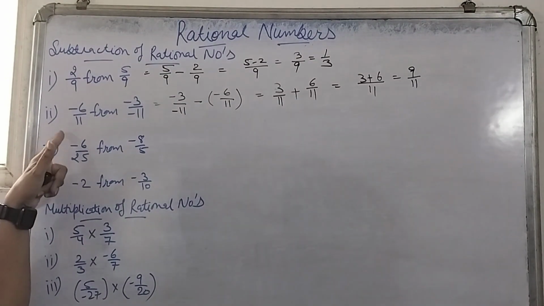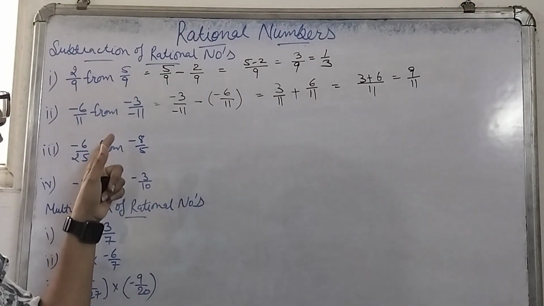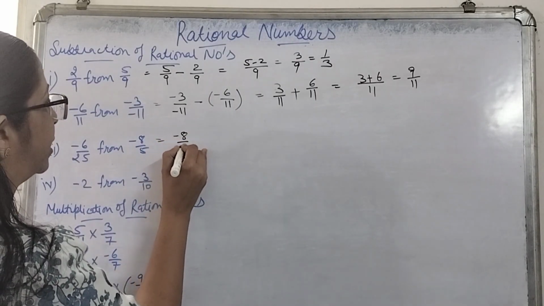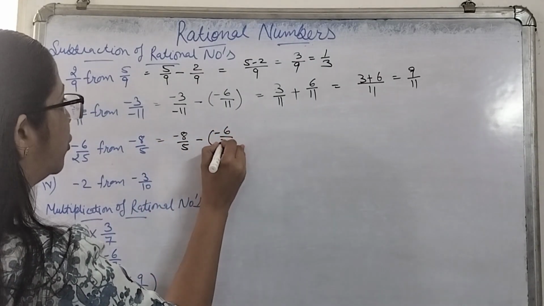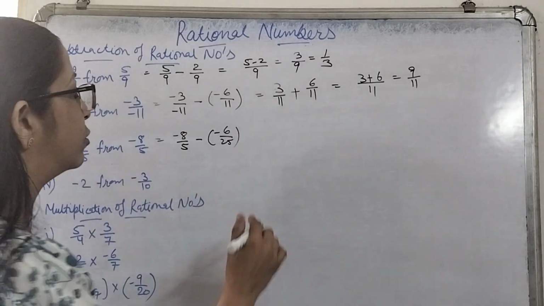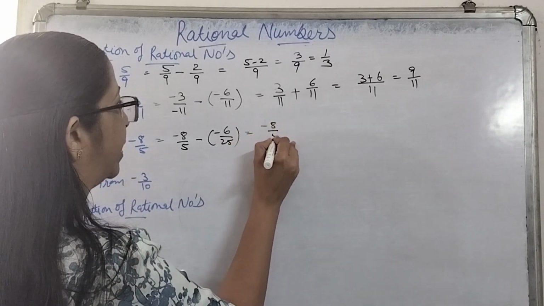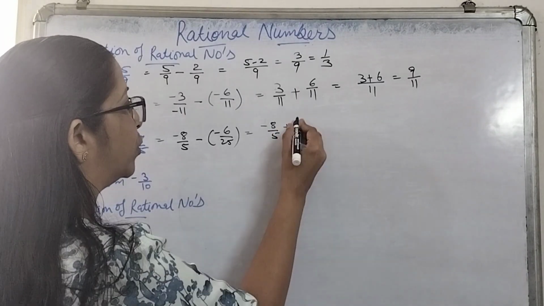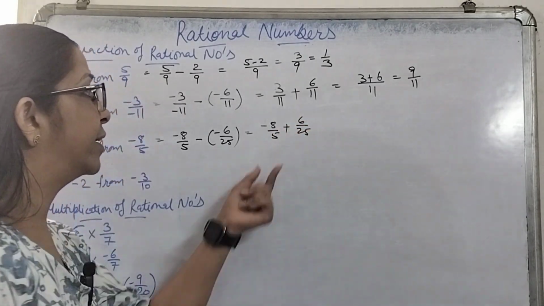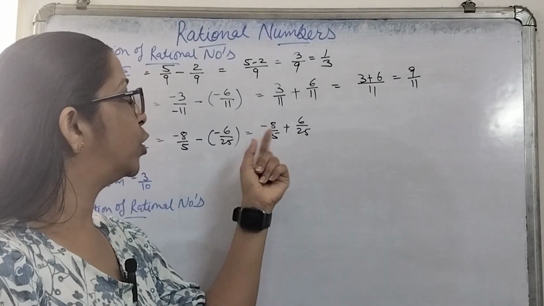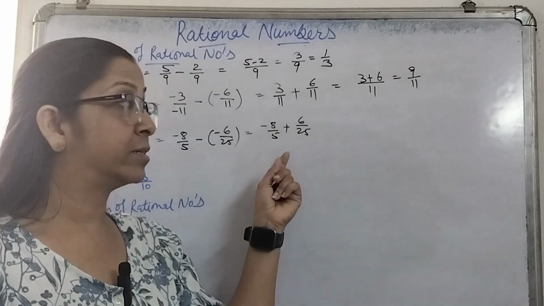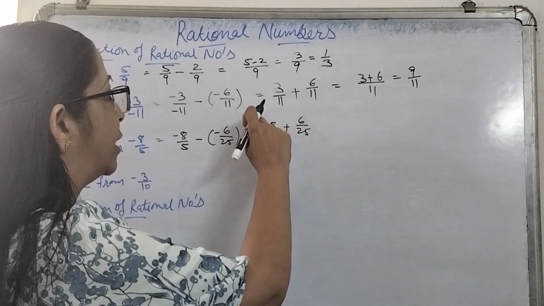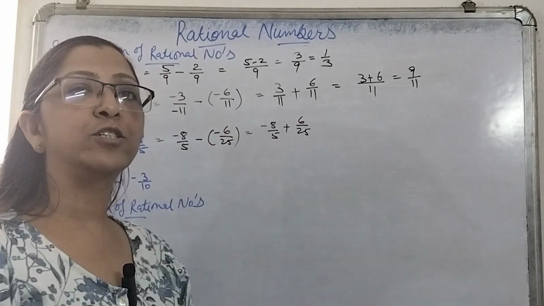In the next case, minus 6 upon 25 is to be subtracted from minus 8 upon 5. That simply means minus 8 upon 5 minus 6 over 25. So this can be written as minus 8 upon 5, and minus minus will become plus, so we take a positive sign over here, 6 upon 25. Here the denominators are different, so first of all we convert them into the same denominator. The LCM of 5 and 25 is 25 only. So we convert this into denominator 25.